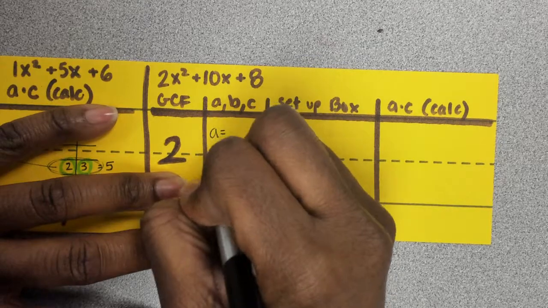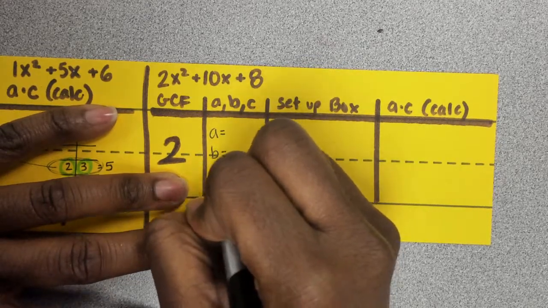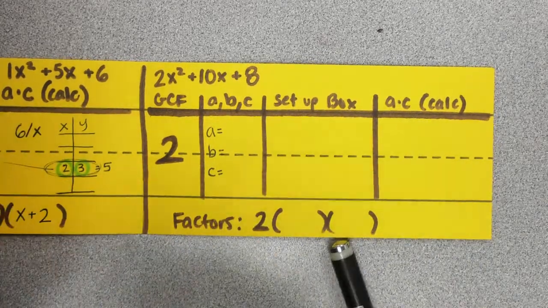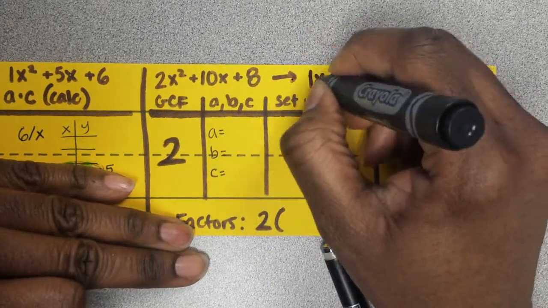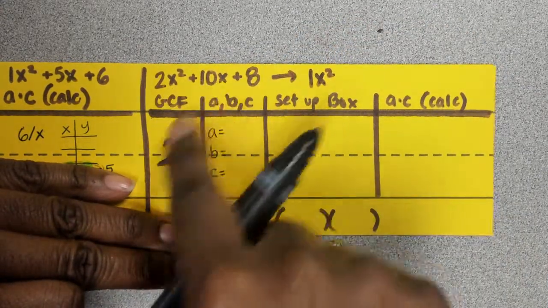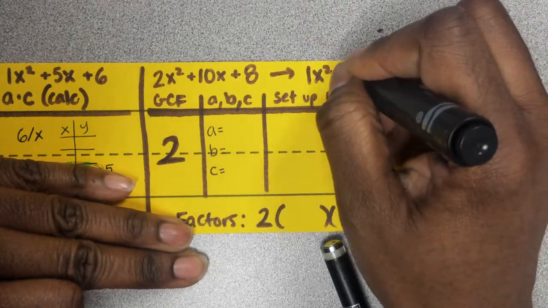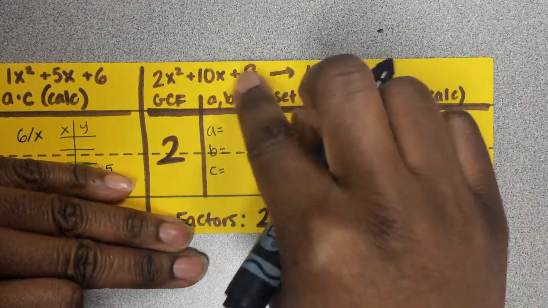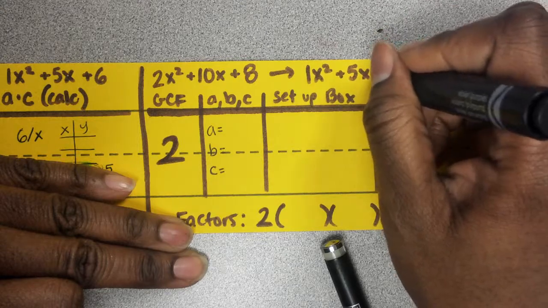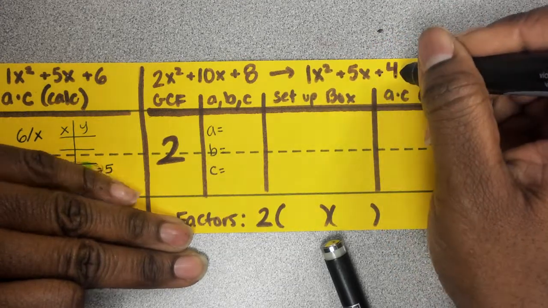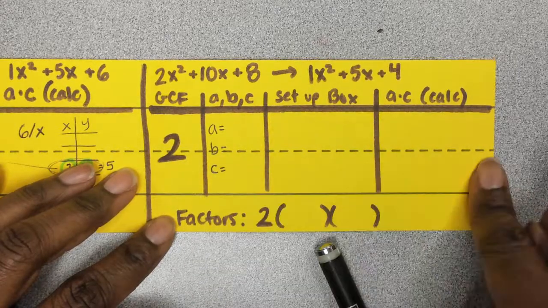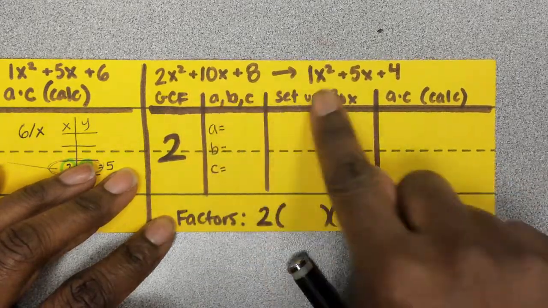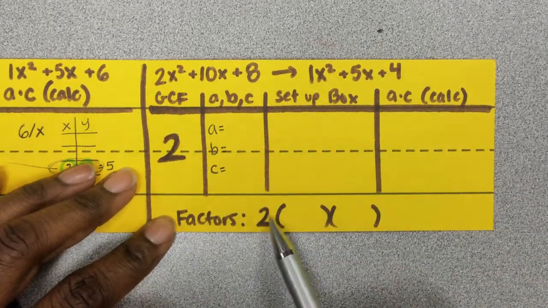After we go ahead and divide everything, then we have a new A, B, and C. So 2 divided by the GCF of 2 gives me a 1x squared for the x squared. 10 divided by 2 is 5 for the x's, and 8 divided by 2 is 4. Okay? So we have to use this new trinomial for the rest of our problem because we have reduced it and we already brought out the reduction.